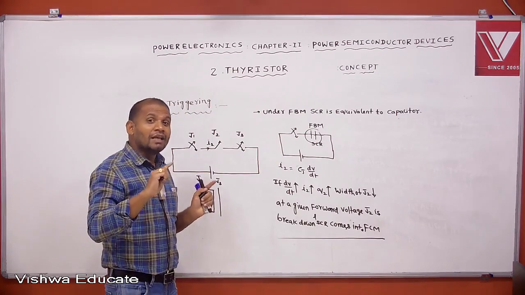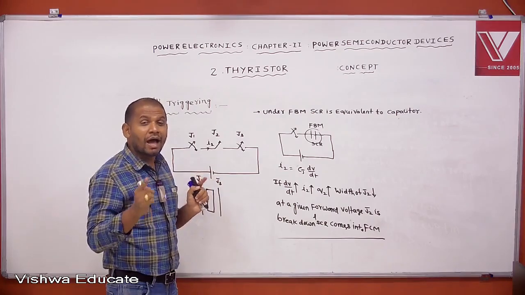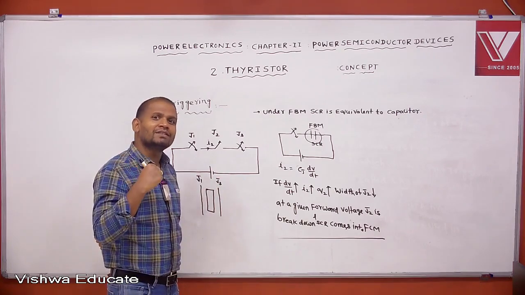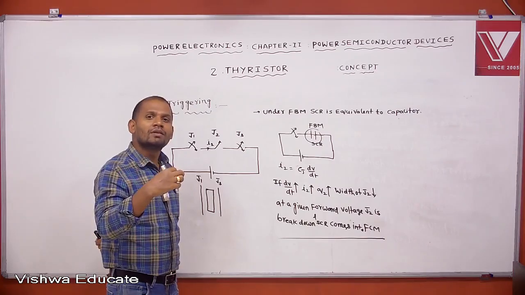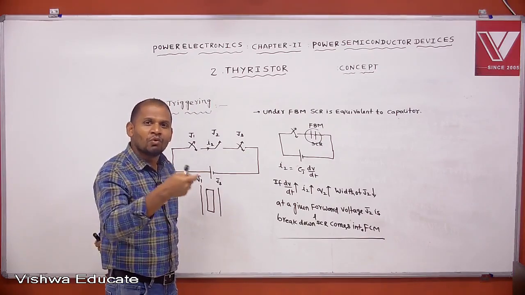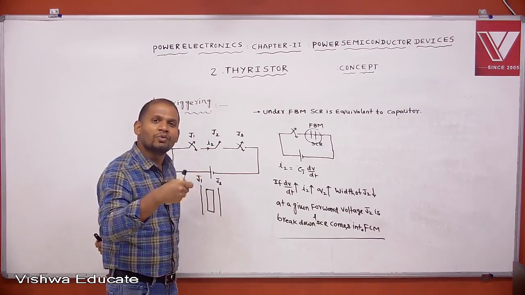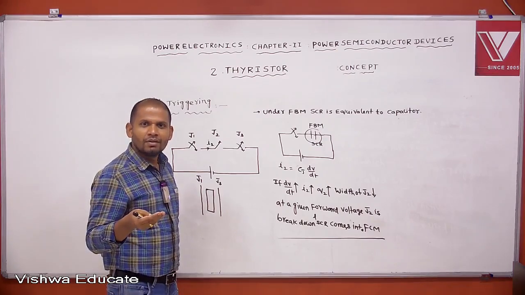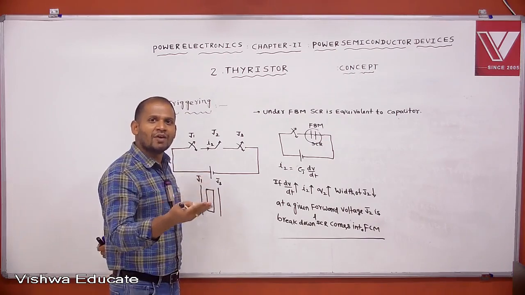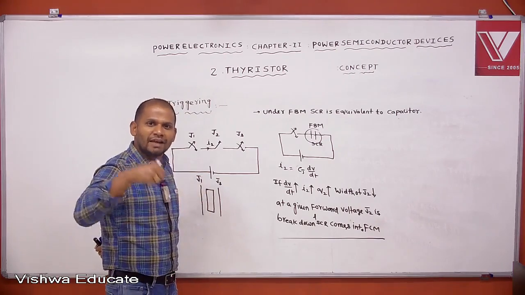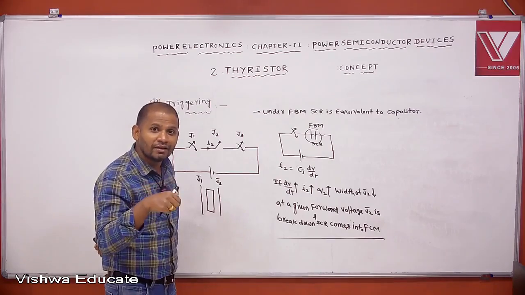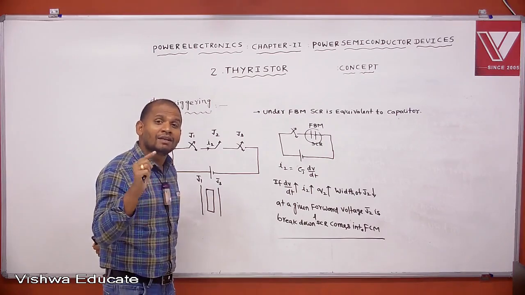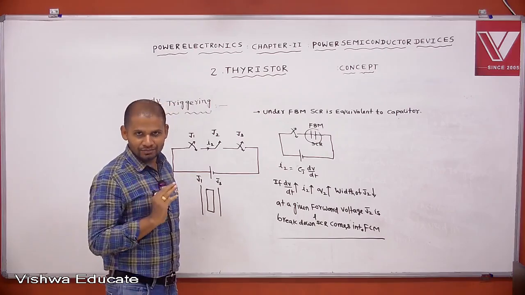That's why dV by dt triggering causes unwanted triggering of SCR. What is the purpose of implementing a thyristor? You want turn-on to be in our hand. Whenever you want to trigger the SCR, we can trigger and make the conduction. That is the semi-control purpose for which we are implementing it. Without giving triggering, if any sudden change of voltages is there, suddenly it starts the conduction. Is control of the SCR in our hand? No. That's why dV by dt triggering is an inherent process and it causes unwanted triggering of SCR.